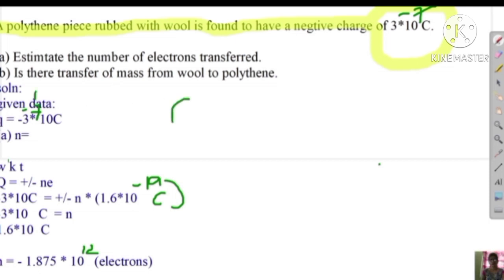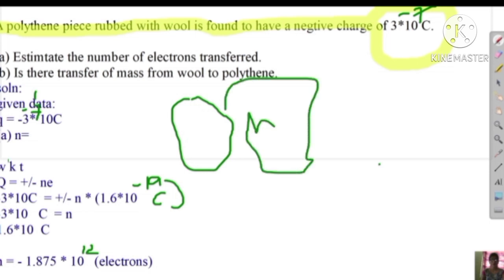So let us consider a polythene rubbed with wool. Let me consider this is wool and this is polythene. When the polythene is rubbed with the wool, according to the question, the wool is going to transfer some of the electrons to the polythene, and the charge acquired by the polythene is 3 into 10 to the power of minus 7 coulomb. As it is negative charge, obviously the polythene will acquire electrons only. So estimate the number of electrons transferred. You have to calculate how many electrons are transferred by the wool.